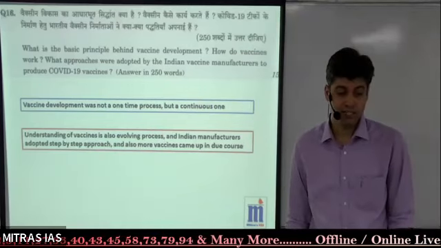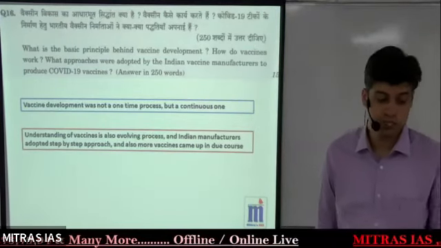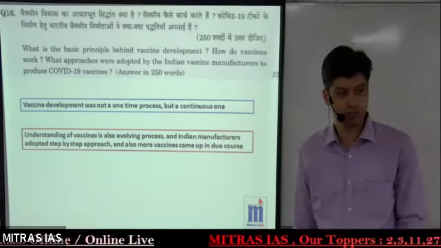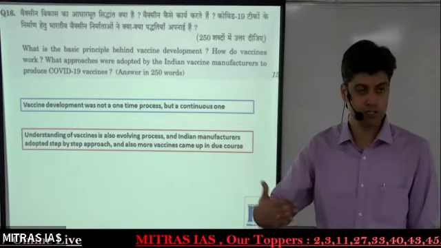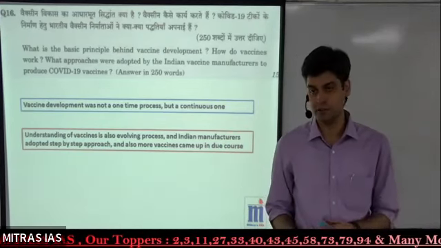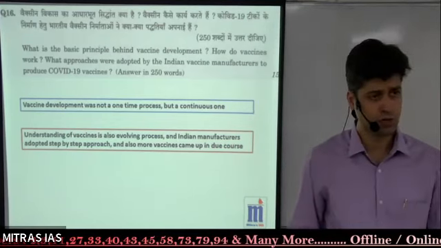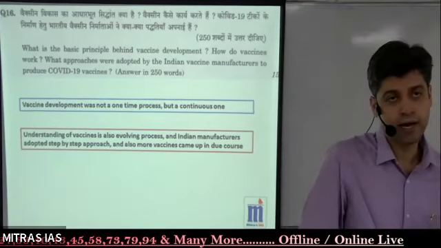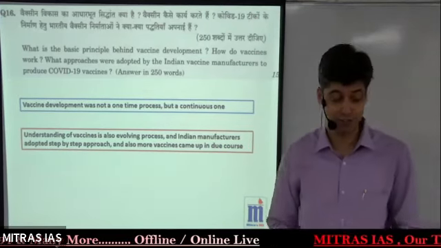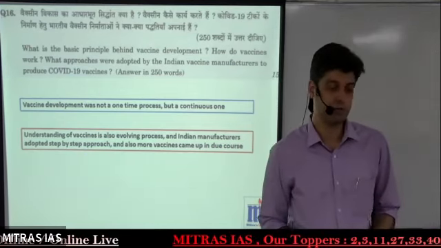What is the basic principle behind vaccine development? How do vaccines work? What approaches were adopted by Indian vaccine manufacturers? Again, vaccine development was not a one-time process. It was a developing process. Now, India initially had two manufacturers, right? Which were your Serum Institute, SII, and Bharat Biotech, sorry, I just forgot. Bharat Biotech. So Covishield and Covaxin respectively, which they did.